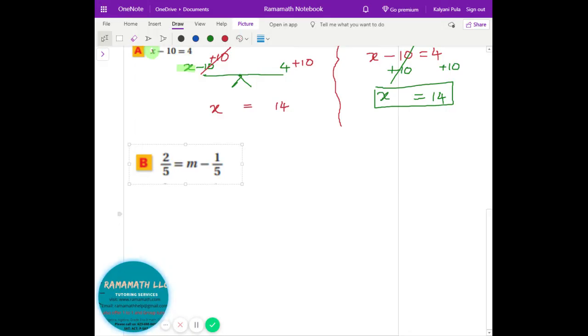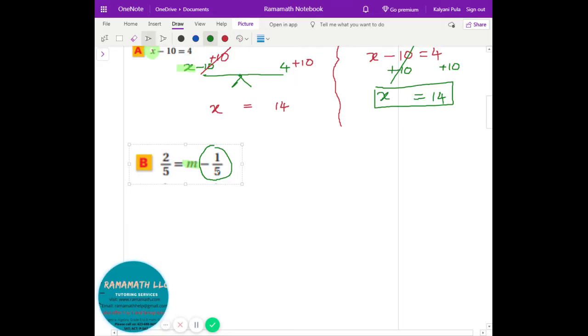So we follow the same stuff. It doesn't matter whether it is fractions or non-fractions. We follow the same stuff. So right here, first step, I look at the question. I have an equal sign, and I see a letter there. So my focus is this letter M. That's what I need to isolate. To isolate, I see there's an extra negative 1/5. So it's a minus 1/5.